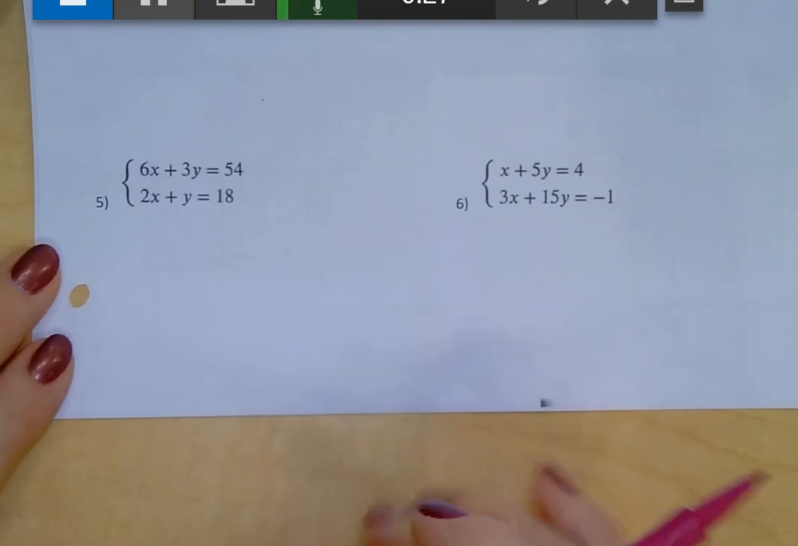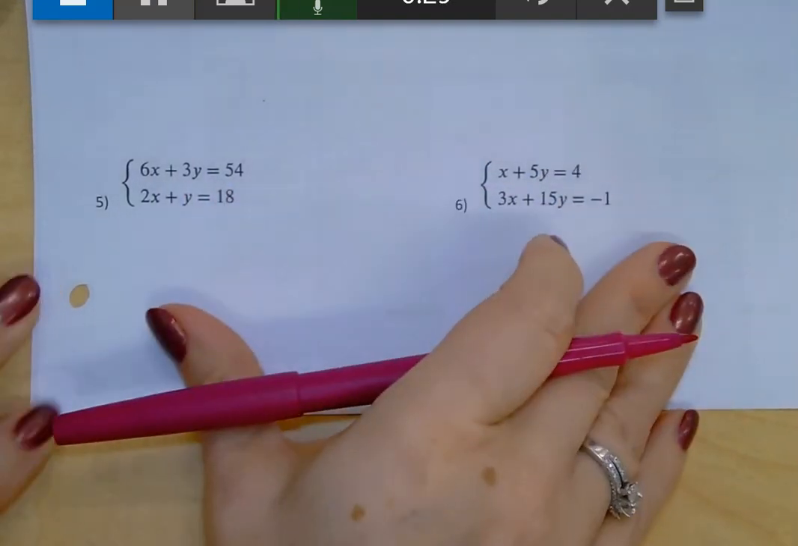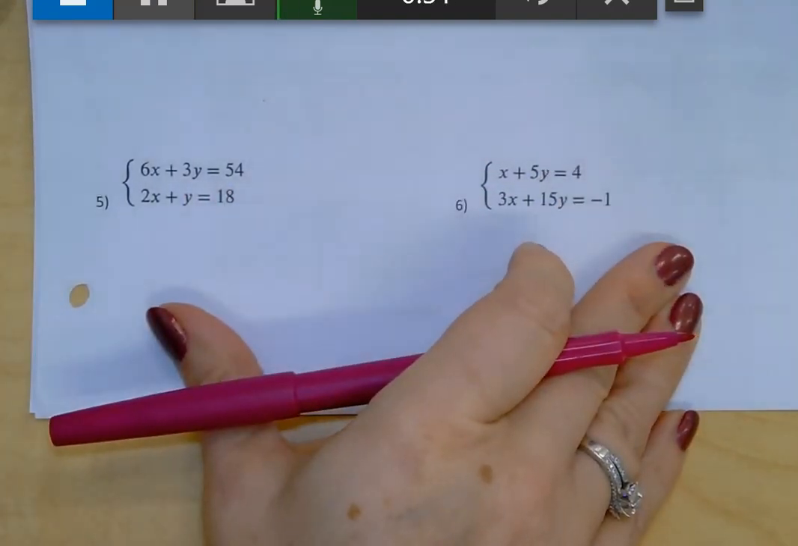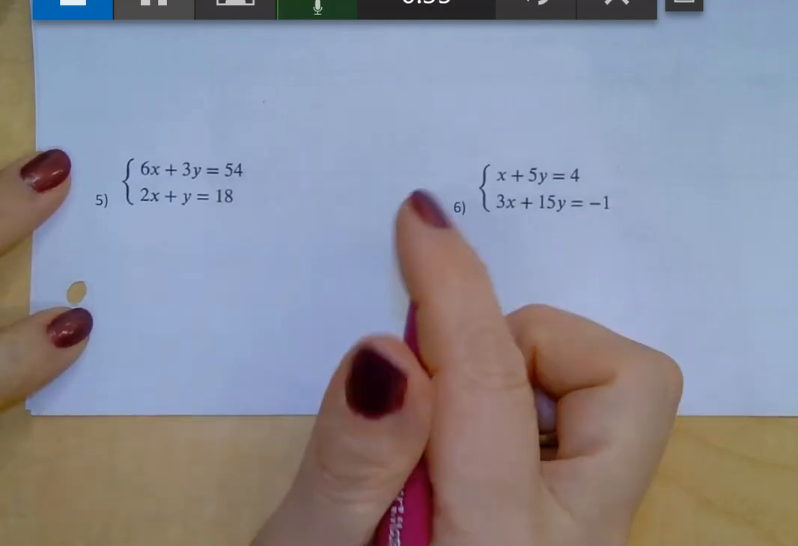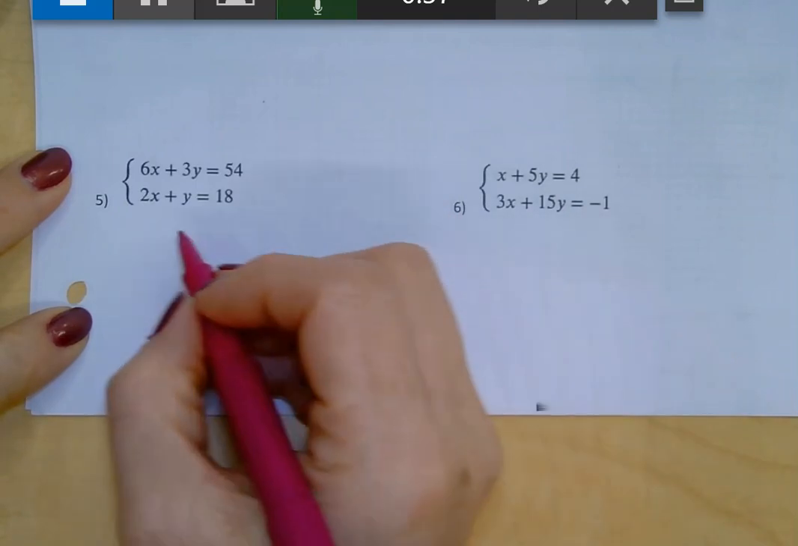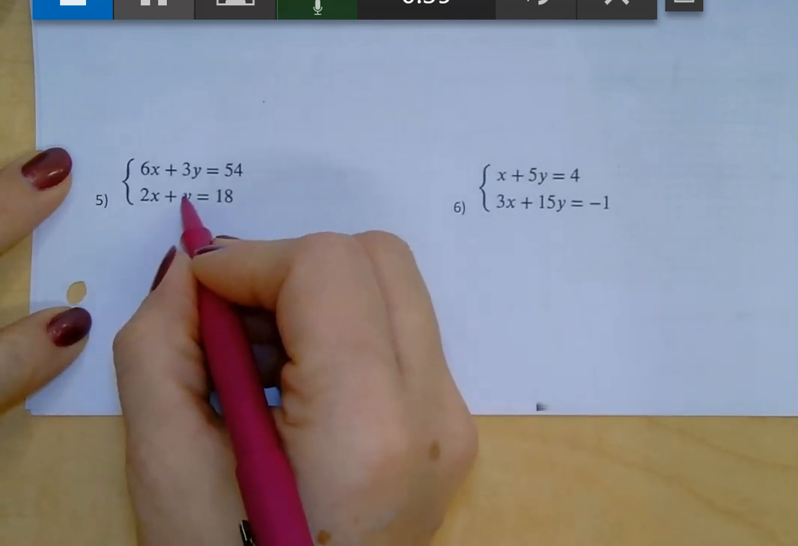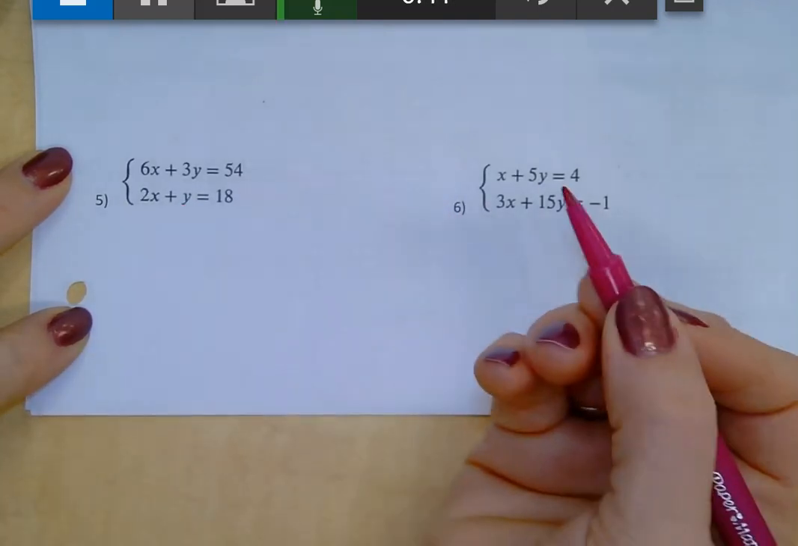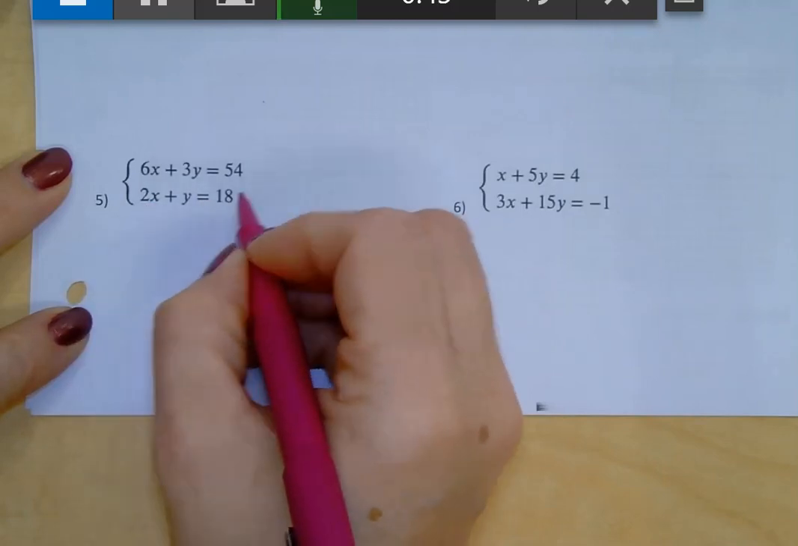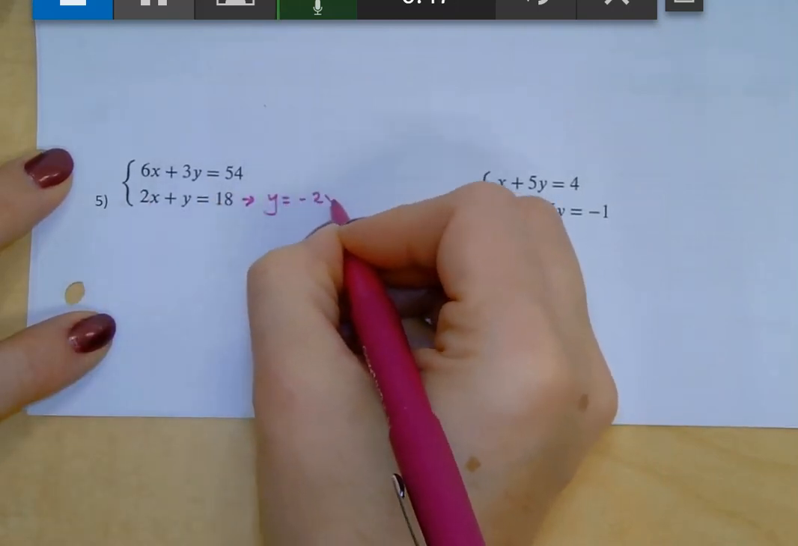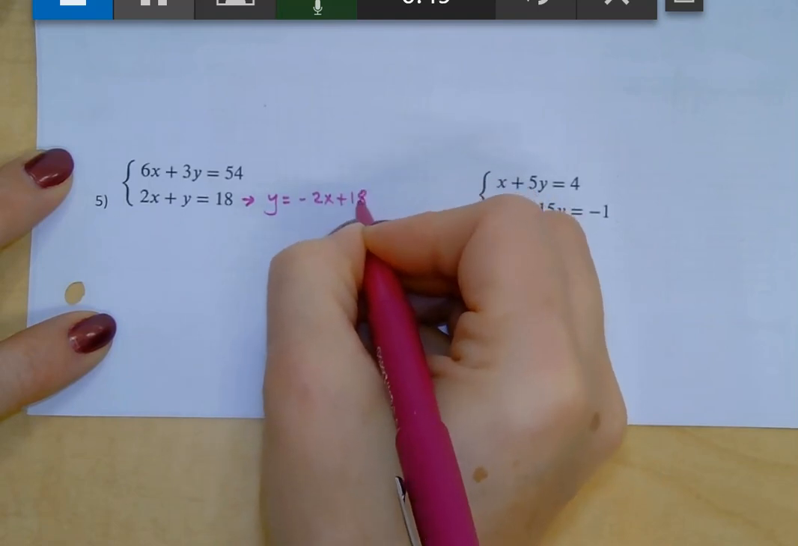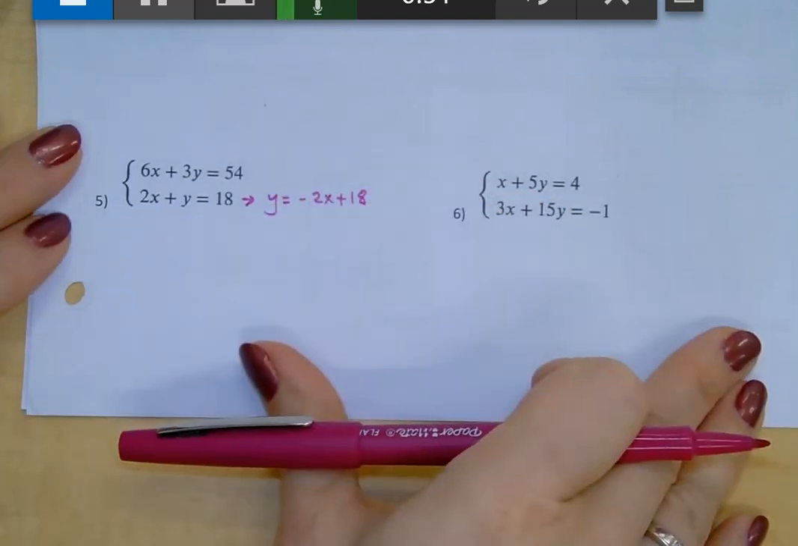Okay, so looking at these 2 equations, remember what we want to do is substitute in information for one variable into the other equation. So we're going to try to isolate one of the variables. Y has a coefficient of 1, so it's going to be really easy to isolate. So I'm going to rewrite this equation as y equals negative 2x plus 18. Okay, same line, it's just written in a different way.